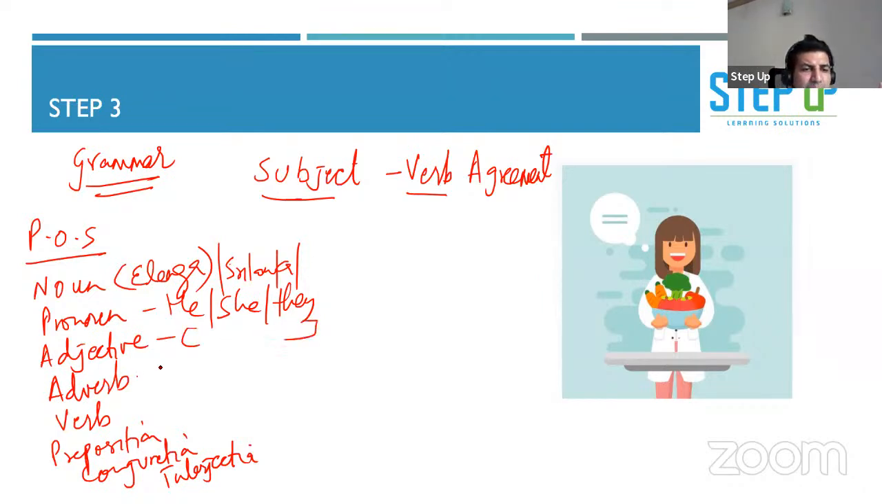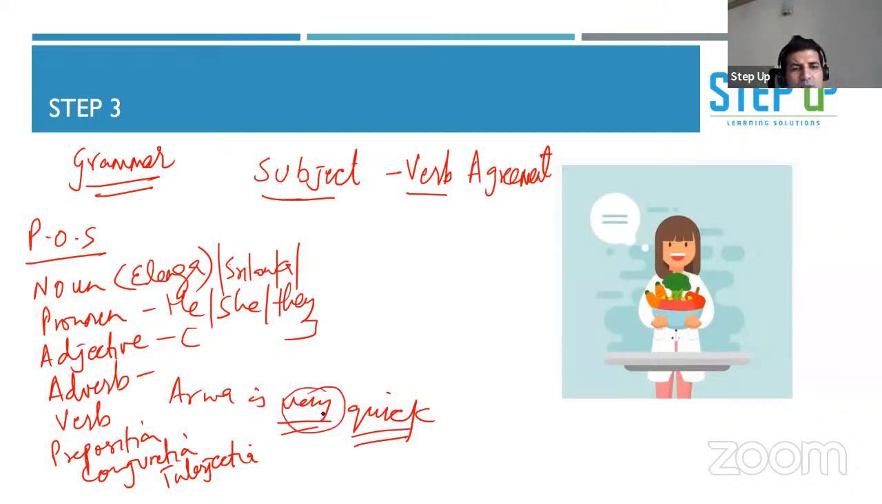Adverb is something that describes the quality of a verb. For example, if I say Arva is very quick, very is an adverb. It describes the quality of an adjective or a verb. Or runs fast, runs very fast, runs quickly, runs very quickly. Adverb, right? Verb is something that describes action.